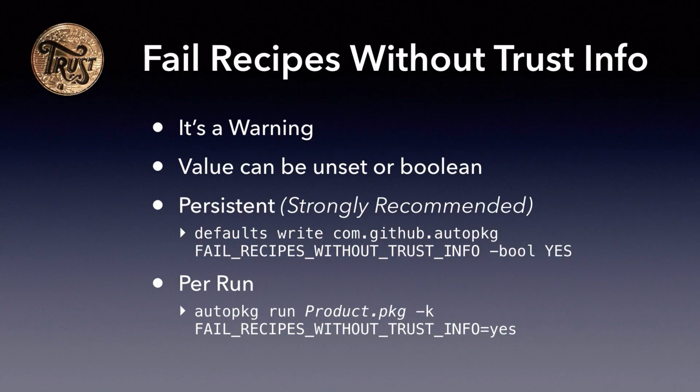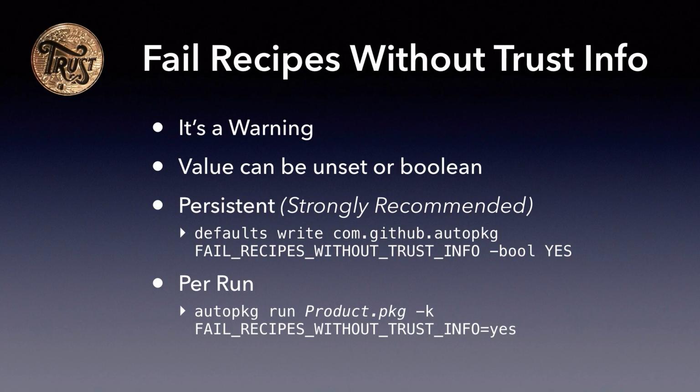Friends, it's a warning. Things will continue to run if you personally trust everything. They will continue to run. You actually have to turn this feature on for it to intentionally stop working. There are actually, if you want to think of it, 3 possible values for fail recipes without trust info. Not set at all, a Boolean true or a Boolean false.